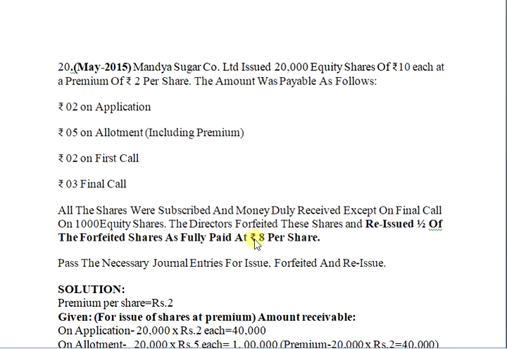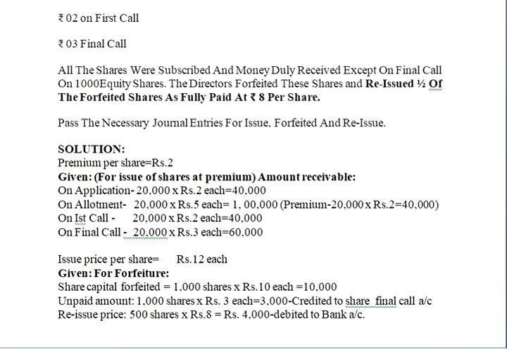The value on reissue is 8 rupees. Pass the necessary journal entries for issue, forfeiture and reissue. So now we need to see what the given information is in the solution. When we see, the premium per share is given as rupees 2.